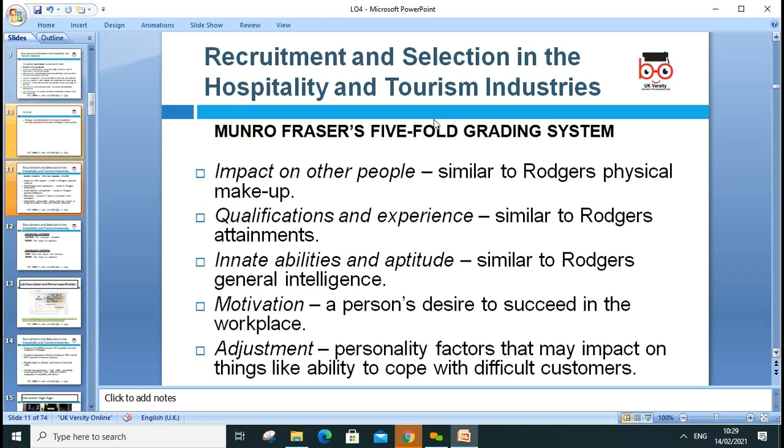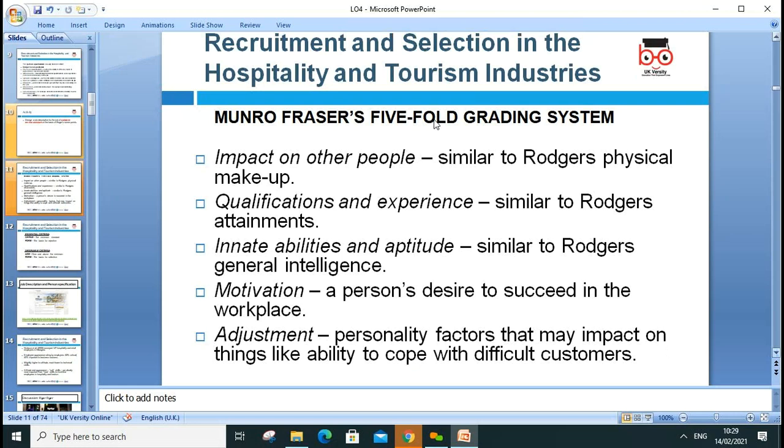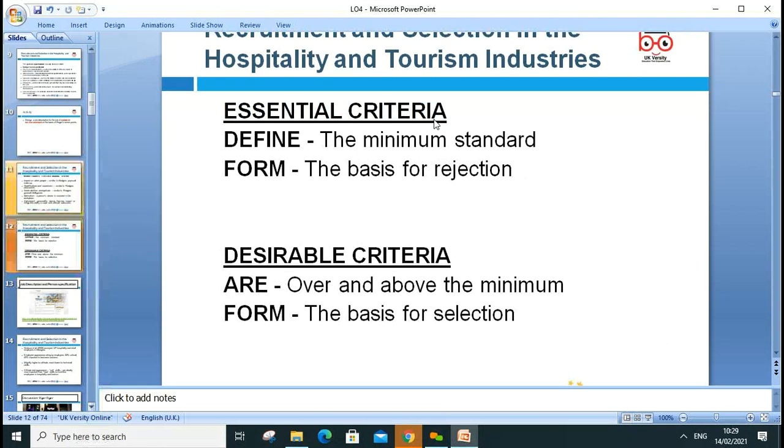So next we're looking at the Fraser fivefold grading criteria: impact on others, people, similar; physical makeup; qualification and experience; innate abilities and aptitudes. Then motivation, a person's desire to succeed at the workplace; adjustment, a personality factor that may impact, like the ability to cope with a difficult customer. So that's what we need to go through.